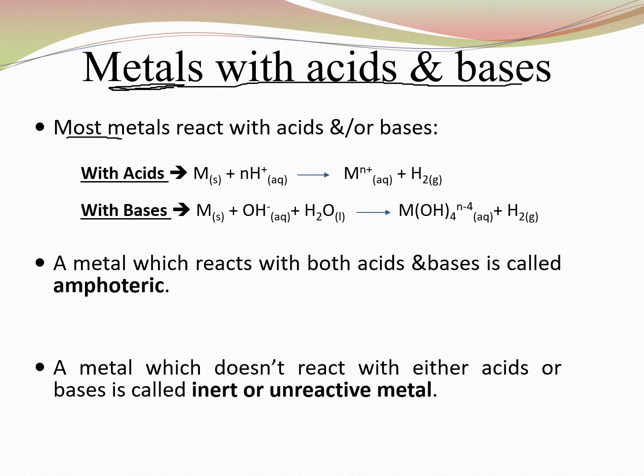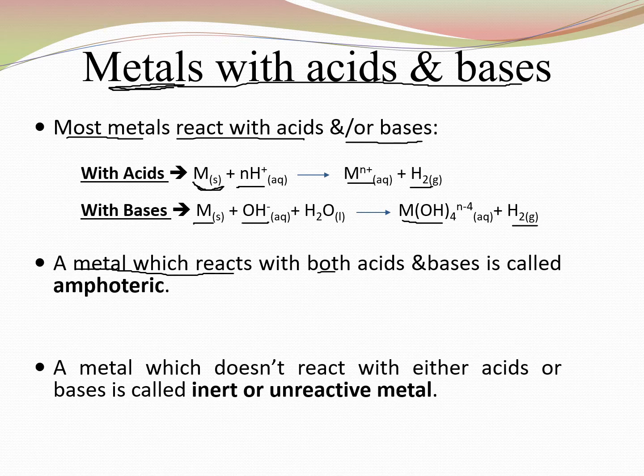Most of the metals, as we know, react with acids or bases. So they will either react with the acid or the base. The general reactions are shown. With any acid, when the metal reacts, it will produce M, a positive ion, and hydrogen gas. Whereas with the base, when it is reacted, it will give us MOH, and again hydrogen gas will be produced.